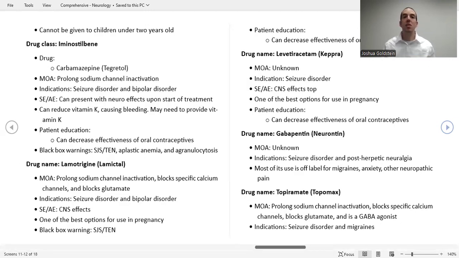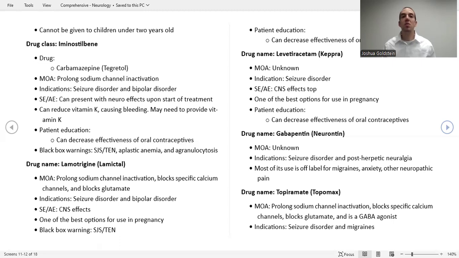Valproates also cannot be given to children under 2 years old. I know that's a one-off fact, but that is commonly known, so that is something that's fair game for testing. The next drug we have is carbamazepine, more commonly known as Tegretol. Again, this works by prolonging that sodium channel inactivation to slow down the impulses in the brain.